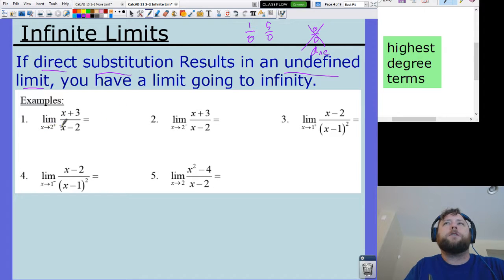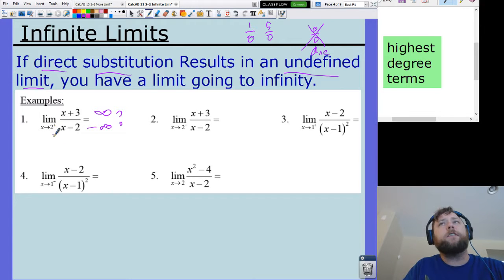So how do we do this? Let's take this example right here, x plus 3 over x minus 2. If I plugged in 2, I'd get 5 over 0. Does not exist, so I know it's going to positive or negative infinity. Your question is, how do I figure this out? The easiest way is to plug in values and see if it's going up or going down. You know it's either going to be positive infinity or negative infinity. We just don't know which one. So let's plug in values.